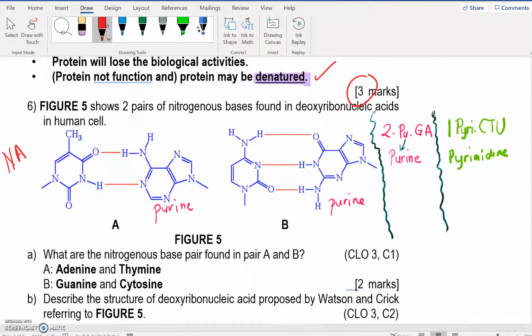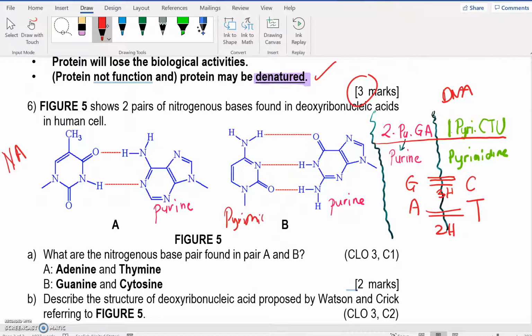Obviously this is purine. Teacher gave you the formula: 2 purines, guanine and adenine. For DNA, it's C and T. G will complement with 3 hydrogen bonds. A will complement with 2 hydrogen bonds. So it's a purine. This is a pyrimidine. Purine is a 2-carbon ring, and this is a 1-carbon ring structure.